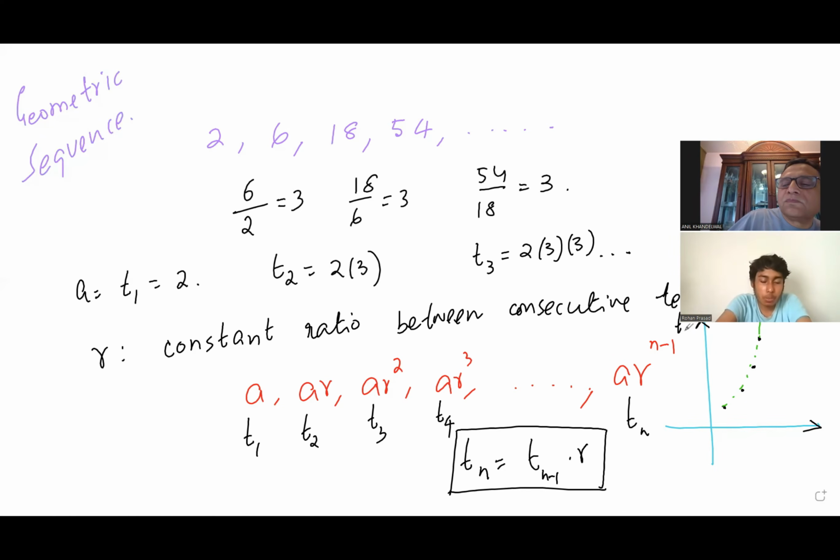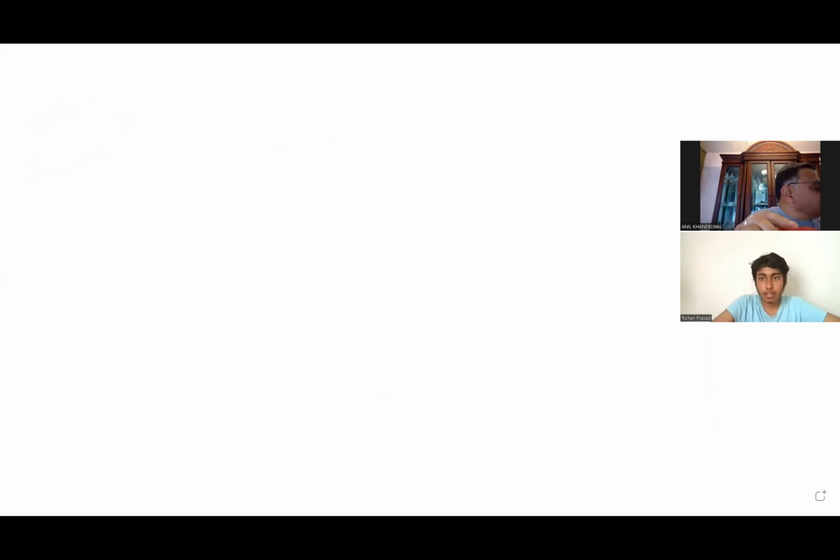Wait, sir, so this would all relate to a constant ratio, right, sir? Constant ratio. Yes, yes, yes. So let me take some examples of geometric sequence and we'll work on those examples.